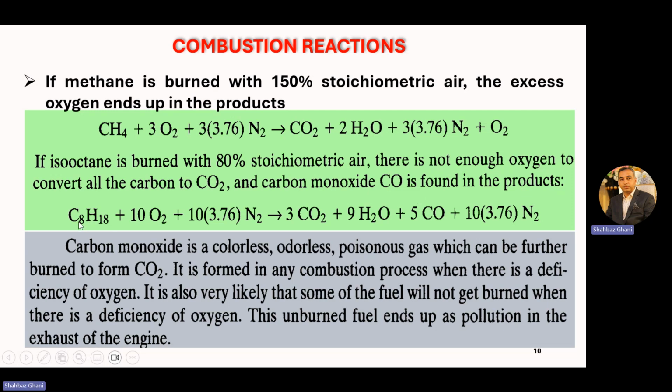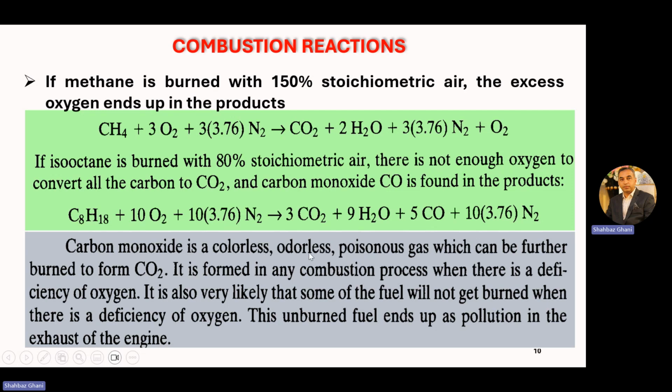So we have isooctane C8H18 plus 10O2 plus 10 into 3.76 N2 will give us 3 moles of carbon dioxide, 9 moles of water vapor, plus 5 moles of carbon monoxide, plus 10 into 3.76 of nitrogen. So due to the shortage of 20% of oxygen, in the end product we will receive 5 moles of carbon monoxide, which is not desirable.